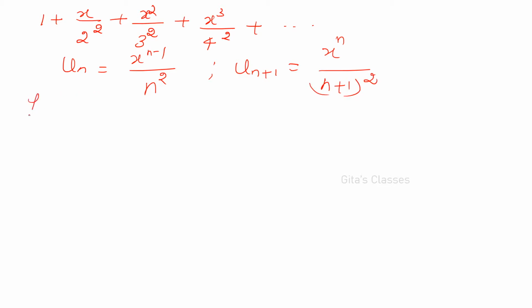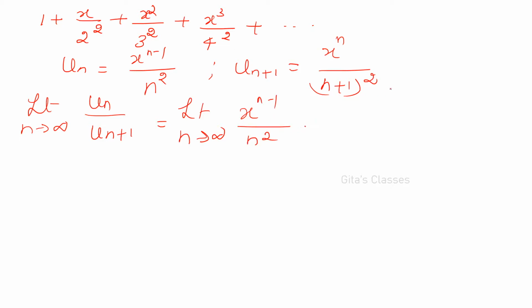So limit n tends to infinity, un by un plus 1 is equal to limit n tends to infinity. What is un? X power n minus 1 by n squared into, you write in reverse, that is the reciprocal of this, n plus 1 the whole squared by x power n. This x power n can be written as x power n minus 1 into x. So here x power n minus 1, x power n minus 1 will get cancelled. So limit n tends to infinity.